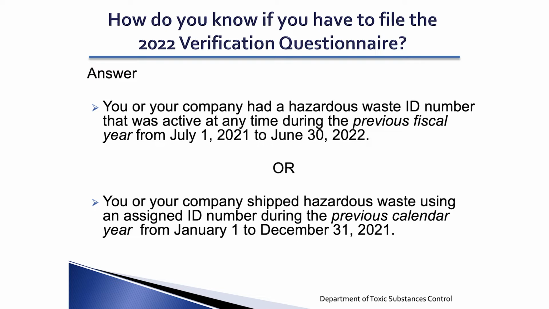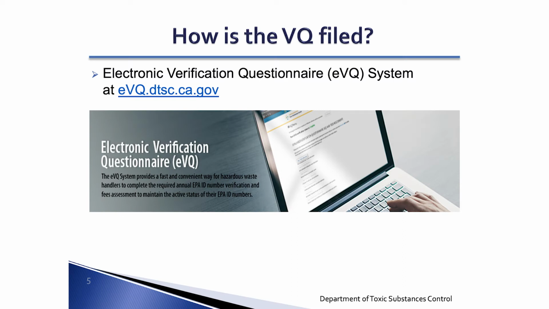The 2022 verification questionnaire is due 30 days from when you receive the first email or paper notification from DTSC. Since notifications are staggered, the due dates will vary. Notifications begin around mid-July. Now, let's move on to how the verification questionnaire is filed.